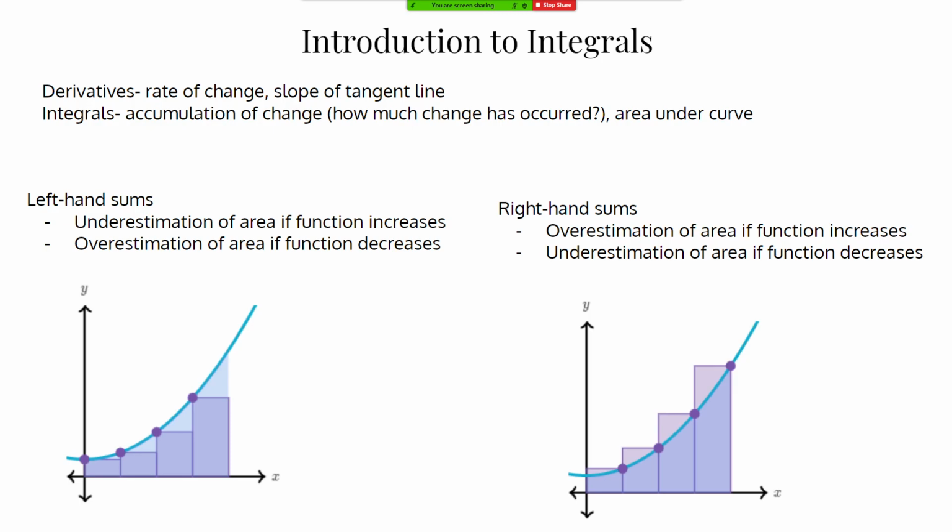So if you want to approximate the area under the curve, you can use Riemann sums. There are left-hand sums and right-hand sums. Left-hand sums are an underestimate if the function is increasing, like this graph. But they're an overestimate if the function is decreasing. Right-hand sums are the opposite. They overestimate if the function increases, like in this one, and they underestimate if the function decreases.